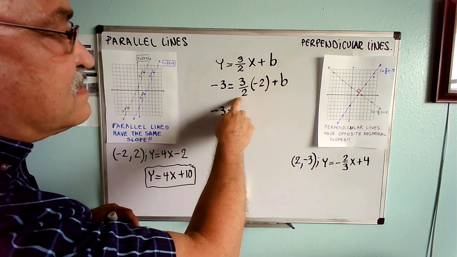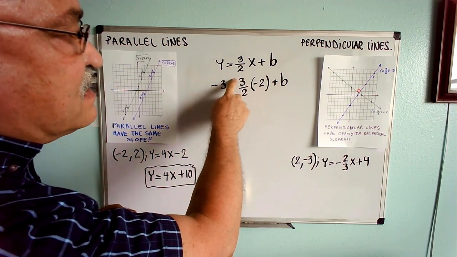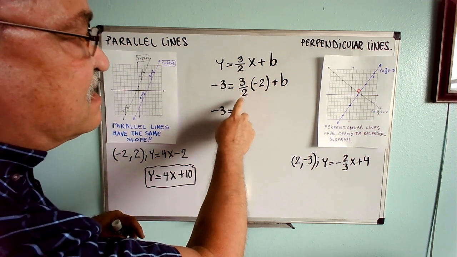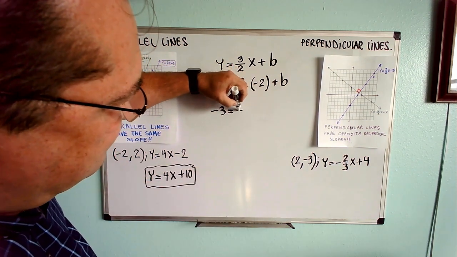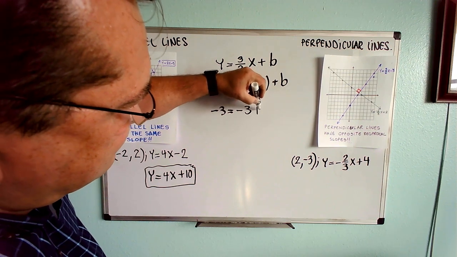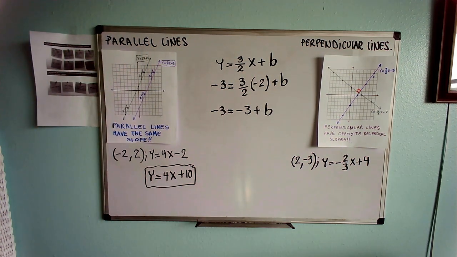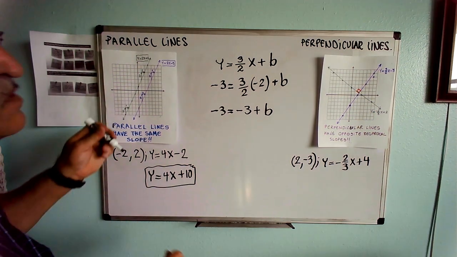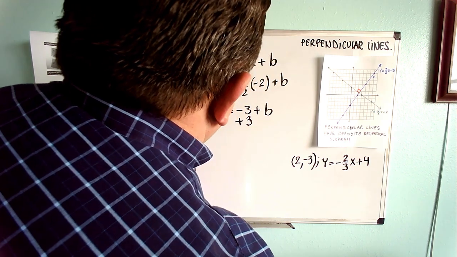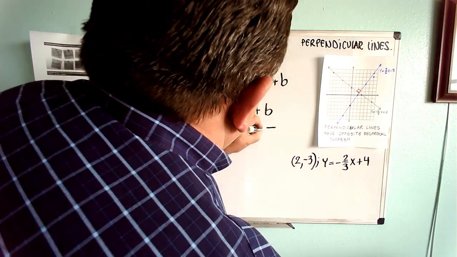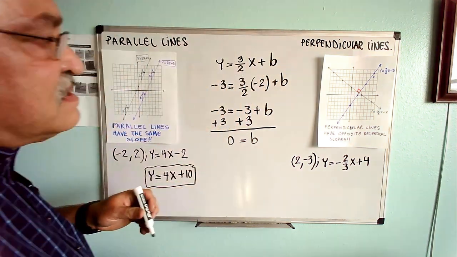Multiplying by negative 2: negative 2 times 3 is negative 6, divided by 2 is negative 3. Now the opposite of negative 3 is plus 3, so we add 3 on both sides. B equals 0.